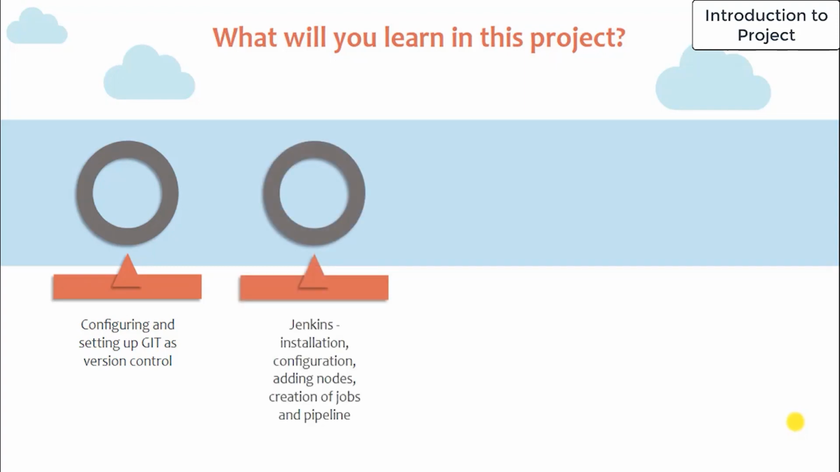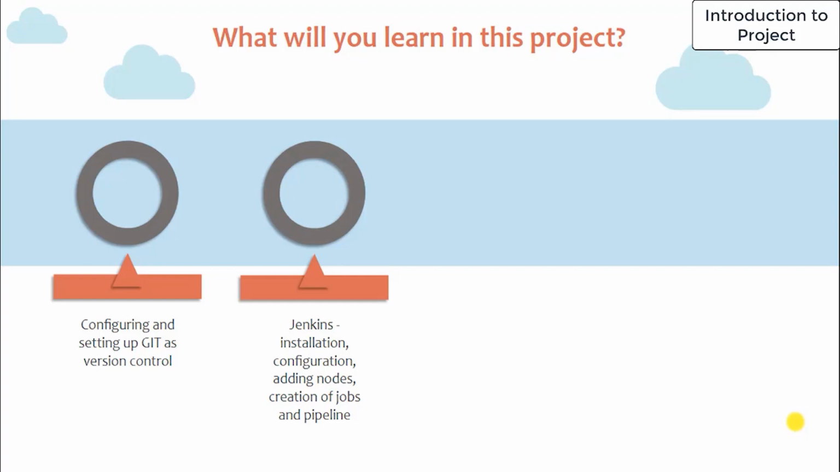The other thing is your Jenkins installation. We'll be installing Jenkins, configuring it, and adding nodes. We'll be creating jobs or pipelines, depending on the requirements we have for the case study. Based on that we'll be doing it, but primarily we'll just be installing Jenkins.